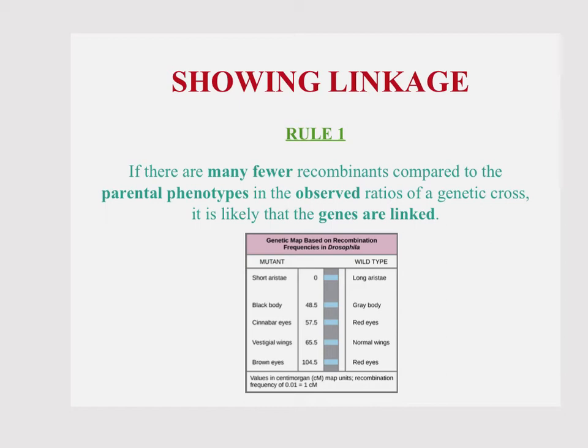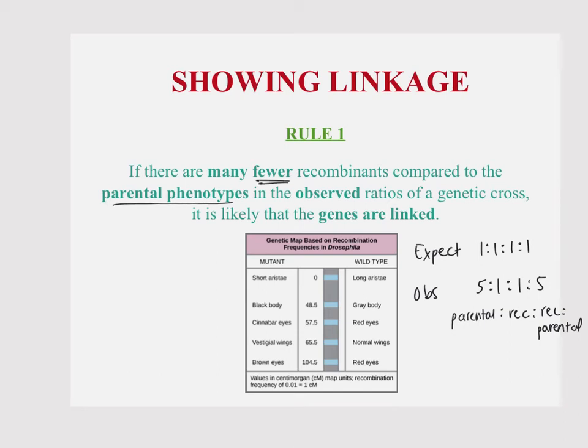Okay, so again, we're going to use the example that we had in the previous question. So we expect a 1:1:1:1 ratio of those phenotypes, but we observed a 5:1:1:5 ratio of the parental, and then a recombinant phenotype, and then another recombinant phenotype, and then the other parental. Okay, the way that the parents look versus the way that the blended phenotype looks. So if there are fewer recombinants compared to the parental phenotypes in the observed ratios of a genetic cross, it's likely that the genes are linked.